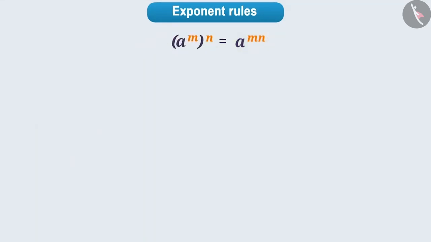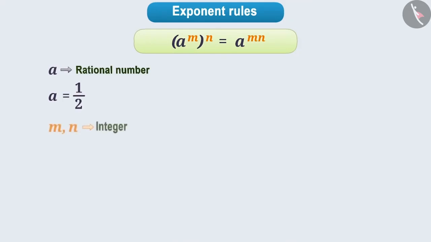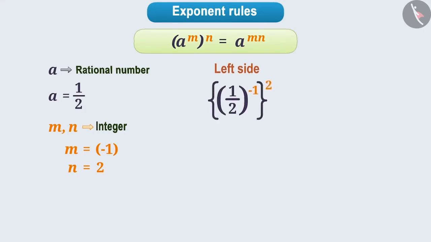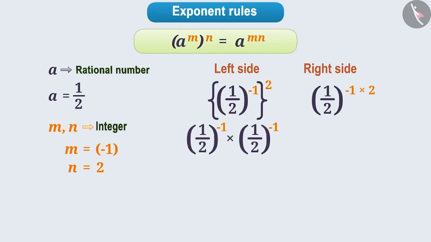Now the rule a to the power m whole to the power n is equal to a to the power mn will be discussed. Suppose we take a is equal to 1 upon 2, m is equal to -1 and n is equal to 2. Under the rule we can write 1 upon 2 whole to the power -1 whole to the power 2 is equal to 1 upon 2 to the power -1 into 2. Let's simplify both sides here too. We can write the left side as follows.